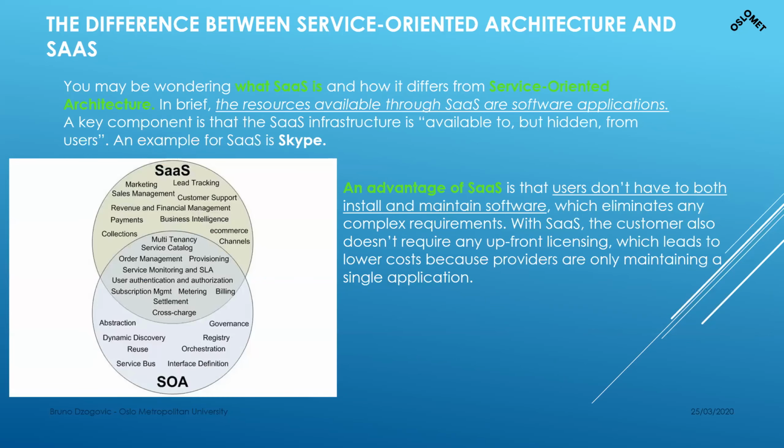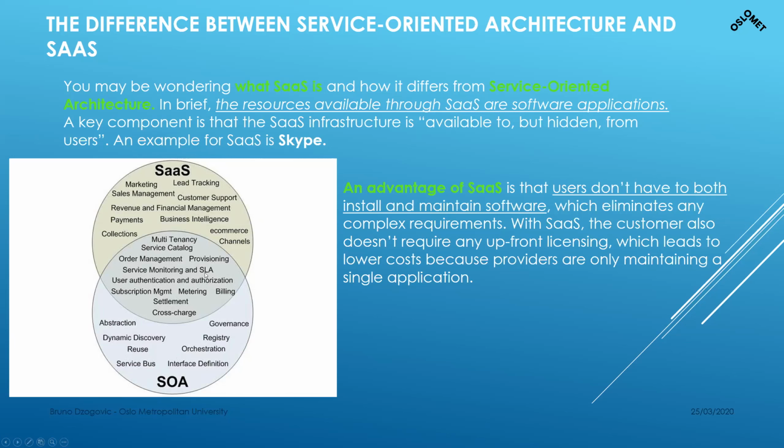So what's the difference between the service-oriented architecture and software as a service? This sometimes becomes very confusing for people, because we know what platform as a service and infrastructure as a service are. But let's take Skype as an example, because Skype is software as a service. In service-oriented architecture, you have things that are not present in software as a service. You have the abstraction, the governance, the registry, orchestration, interface definition, the service bus, and dynamic recovery, as well as the reuse.